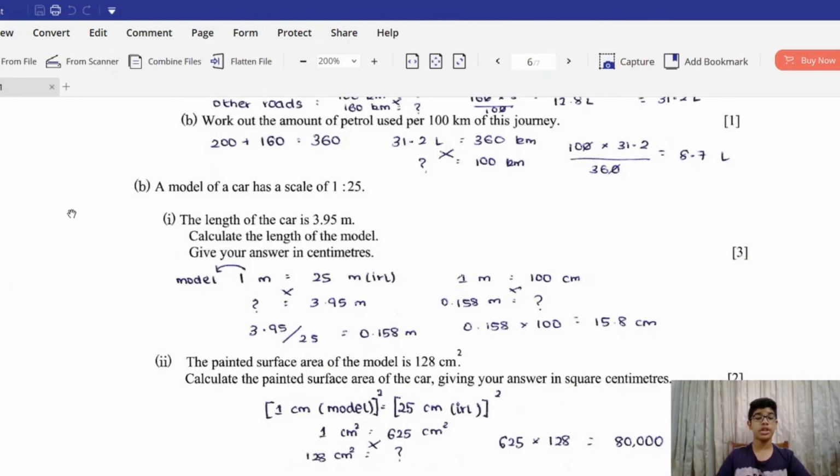Let's move to this other question. Part B. A model of a car has a scale of 1:25. The length of the car is 3.95 meters. Calculate the length of the model. Give your answer in centimeters.